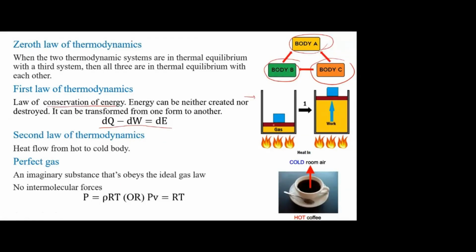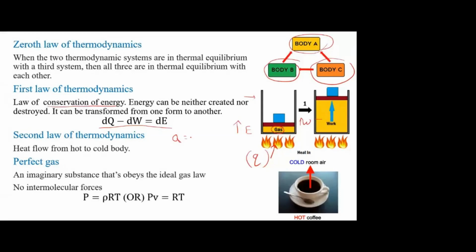So we can take this example. Here I'm heating this system, so I'm applying the Q. Because of this heating, the internal energy of the gas is increasing. So E is increasing, so that the gas expands and pushes this piston upward. So there is a work done, that is W. So this Q is now converted into this E and W.